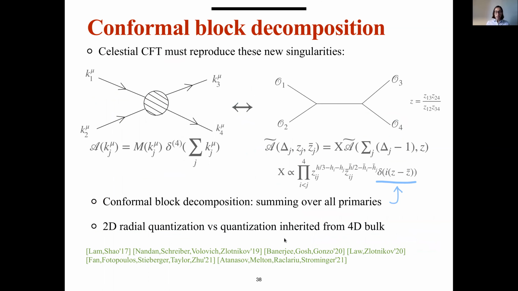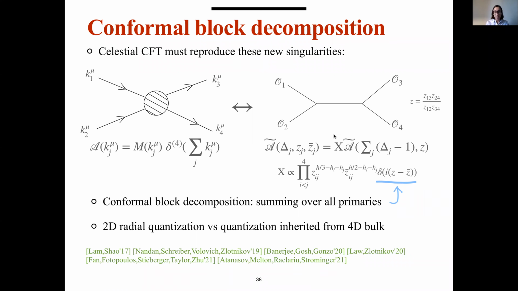Okay, maybe the last two things that I want to mention: one is about conformal block decomposition and the other one is about the UV sensitivity of celestial amplitudes. So the singularities that I just mentioned have to be reproduced in celestial CFT. So in particular, if we transform the momentum space amplitude to a Mellin space amplitude, we would have to see these kinematic singularities that I just talked about appear.